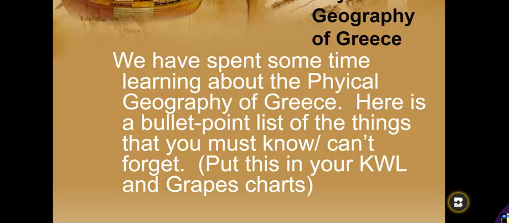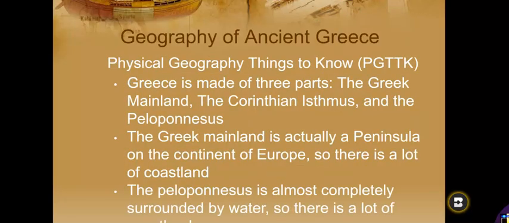we have spent some time learning about the physical geography of Greece. You're going to put this stuff into your grapes chart. So, these are the things that you need to put into your grapes chart, and I'll give you time to get this here in a moment. Okay? Greece is made of three parts: the Greek mainland, the Corinthian Isthmus, and the Peloponnesus. That is what we just saw. So you're going to add this bullet point to your grapes chart.